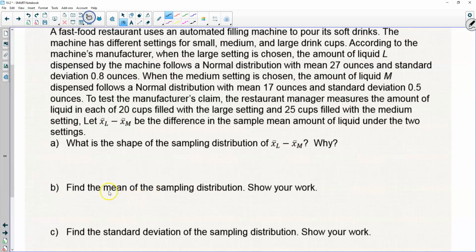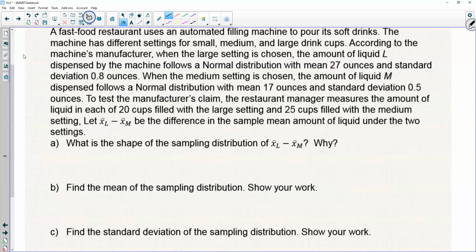Okay, so let's look at the sampling distribution, shape, center, and spread of this scenario. A fast food restaurant uses an automated filling machine to pour its soft drinks. The machine has different settings for small, medium, and large drink cups. According to the machine's manufacturer, when the large setting is chosen, the amount of liquid is normal, mean is 27, standard deviation is 0.8. When the medium setting is chosen, then the amount of liquid dispensed has a mean of 17 ounces, standard deviation of 0.5.